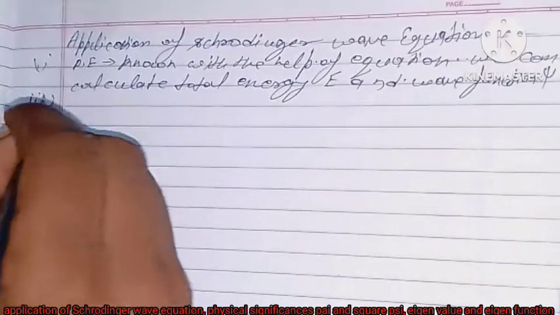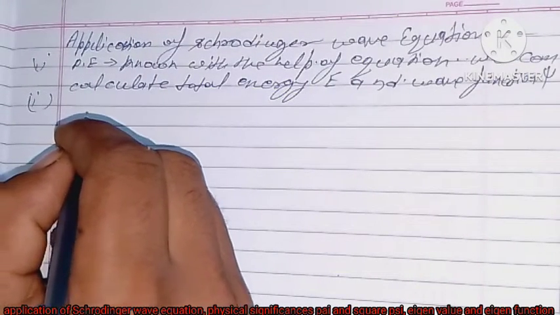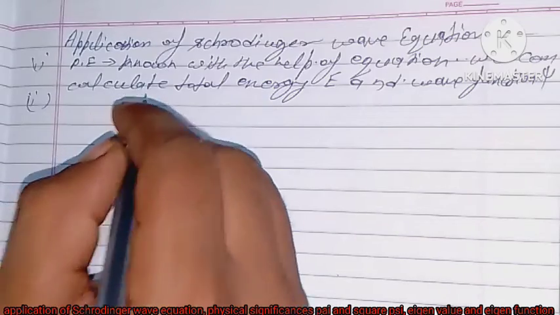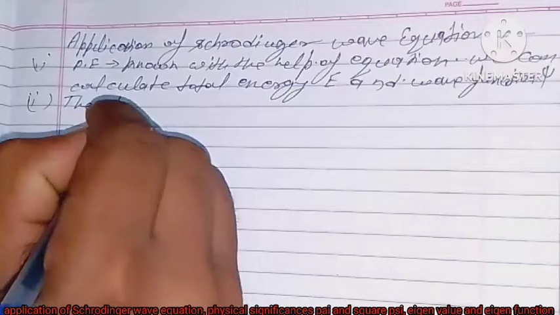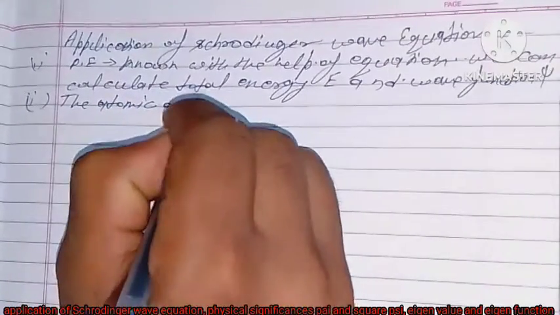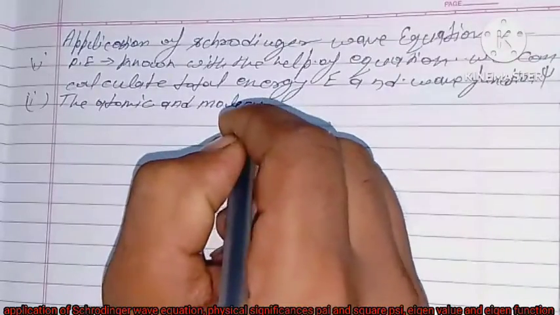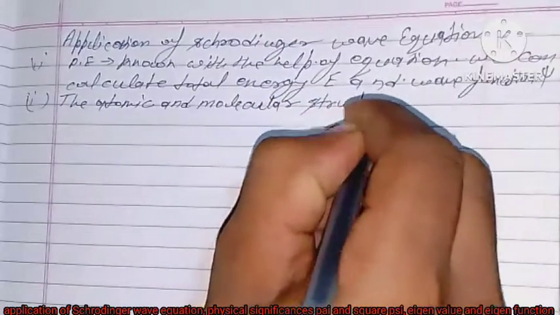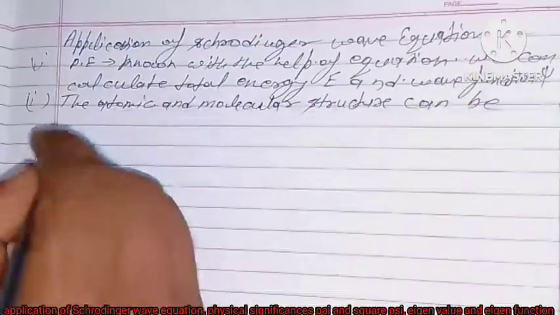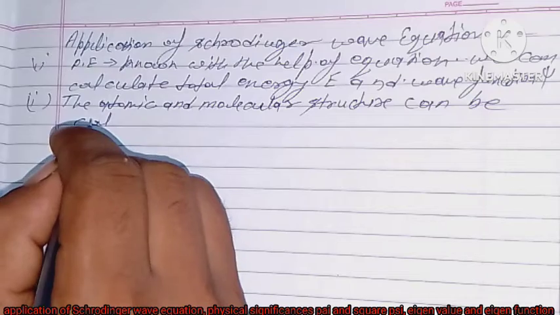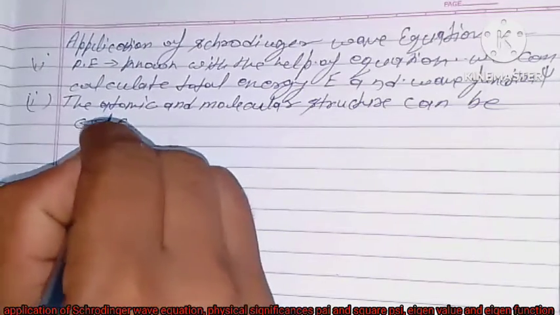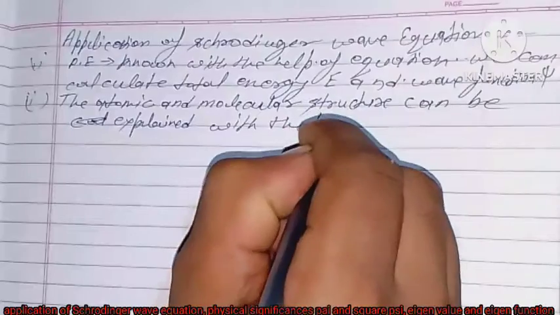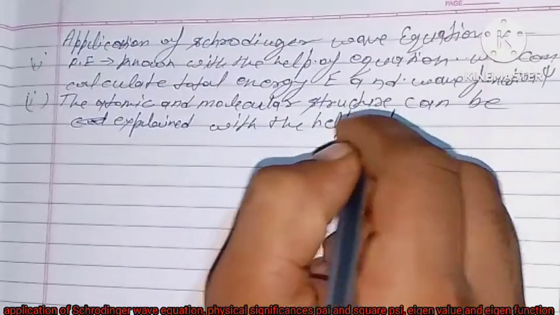The second is that the atomic and molecular structure can be explained with the help of this equation.